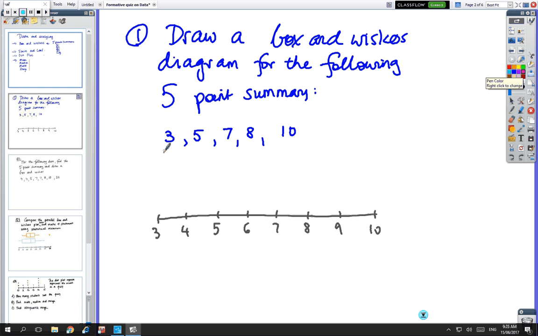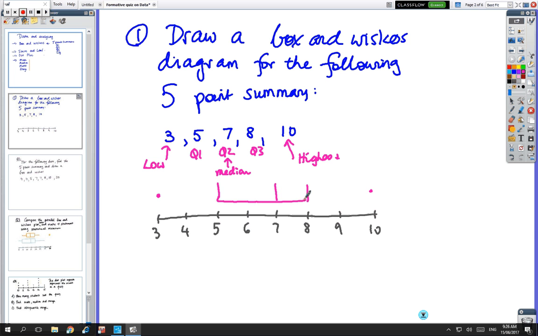Okay, so we're given a 5-point summary. So the first number is the lowest score and the last number is the highest score. And then we have Q1, Q2, and Q2 is referred to as the median. And we have Q3. So we do a dot for the lowest score, a dot for the highest score, and then we do lines for the others. So we have a line at 5, a line at 7, and a line at 8, and we make that into a box, and then we just join up the highest and the lowest.